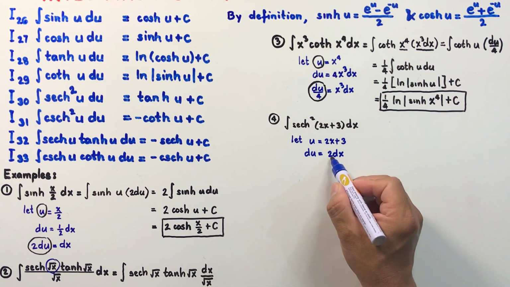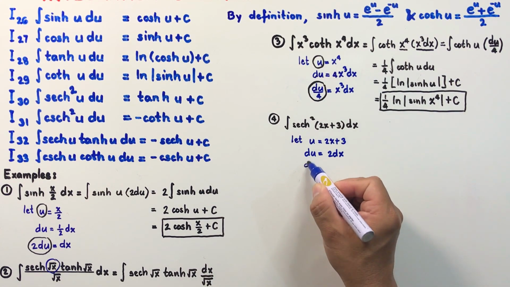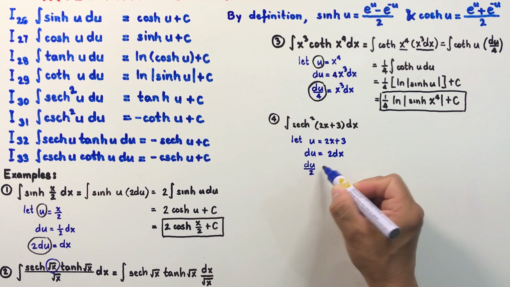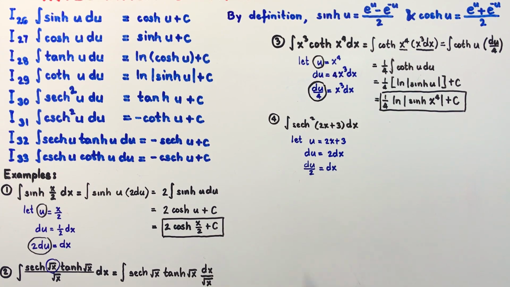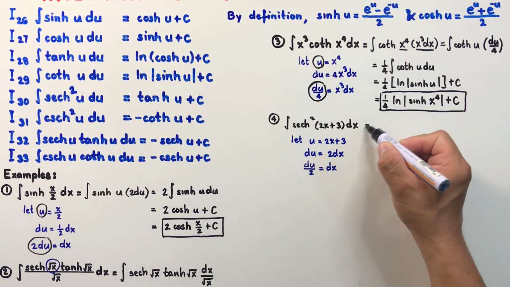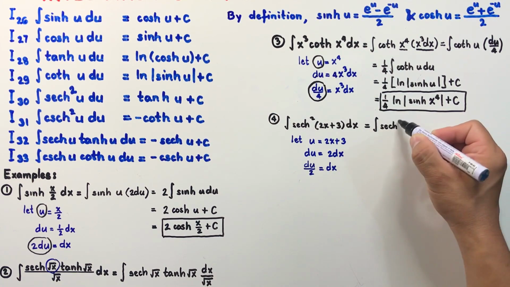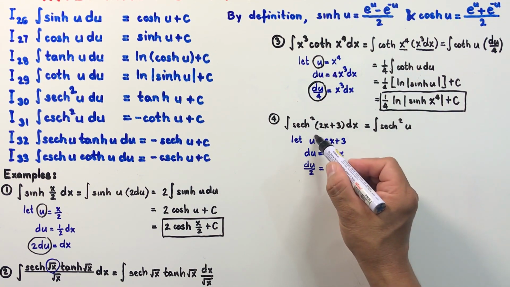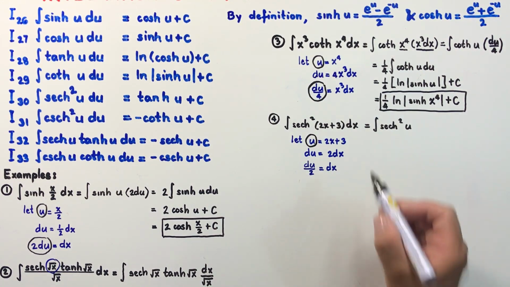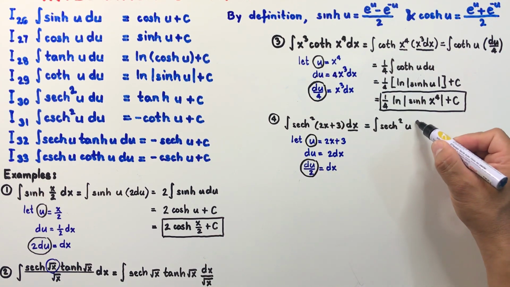And since we don't have a number 2 as a coefficient of this function, we need to eliminate the 2 by dividing both sides of the equation by 2. So what will remain on the right side is dx. So by substitution, we have the integral of the hyperbolic secant squared of u, because our 2x plus 3 is our u now, but our dx is our du over 2. So instead of writing dx, you will write du over 2.